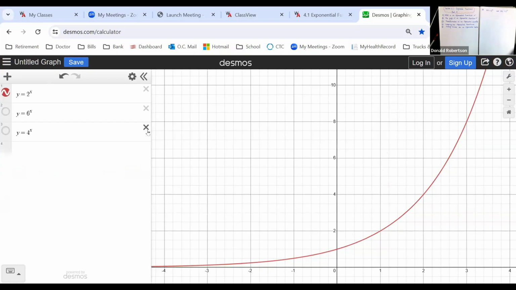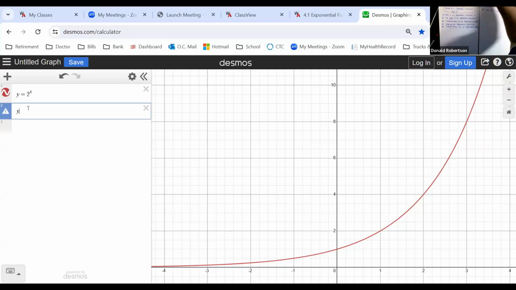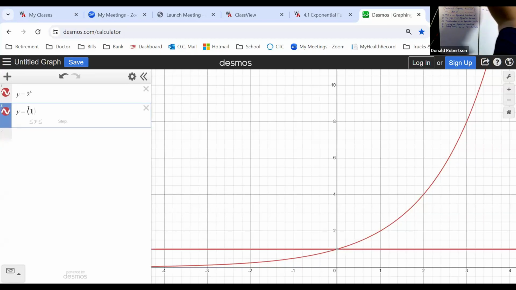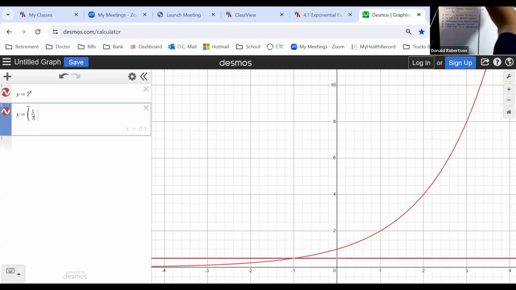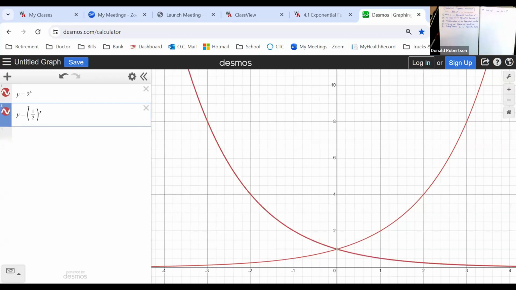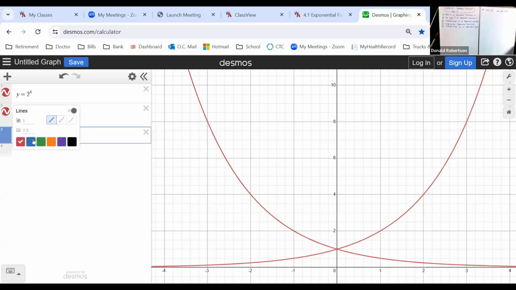Okay, let's try comparing 2 to the power of x and one half to the power of x. And for some bad reason, they're both red, so let's make this one blue. There. Pause and look at this for a minute. You see the red guy, 2 to the x? You see the blue guy, a half to the x? They've got the shapes you would expect.